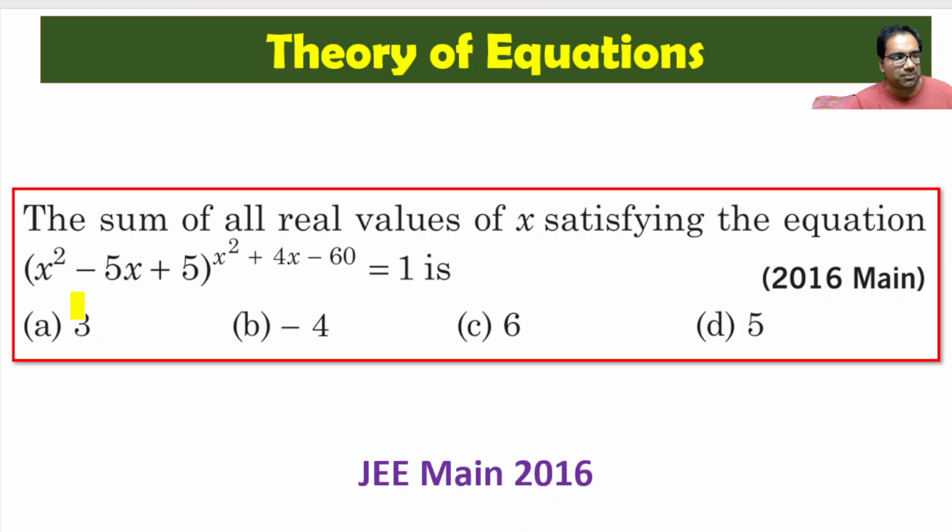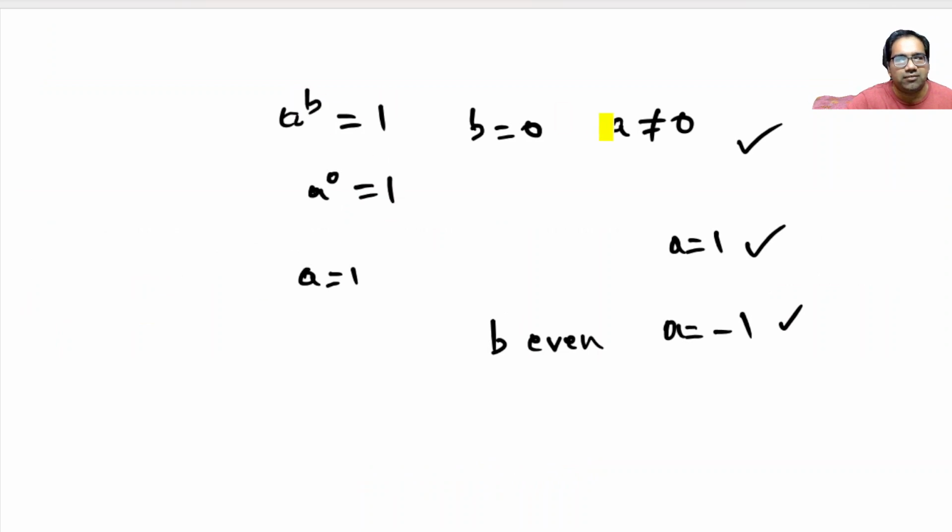Right, guys? Simple problem. Just that we have to solve this case by case. a power b is equal to 1 when b equals 0 and a not equal to 0, or when a equals 1, or when a equals minus 1 but b is even. Simple.